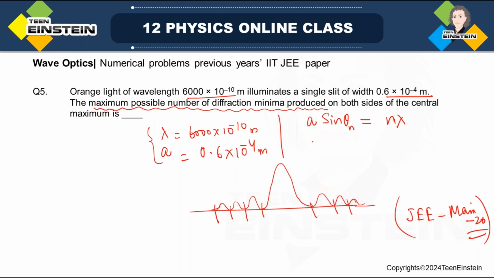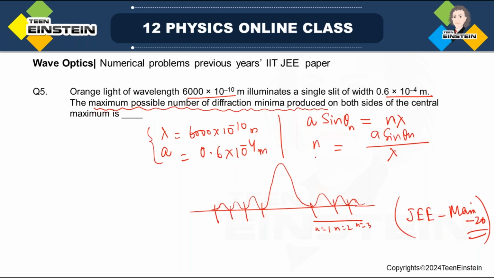See here, actually I have to find out n only, right? By lambda I have to find out n. N is the number, on either side. If I just say this side, this is n is equal to 1, this is n is equal to 2, this is n is equal to 3. So these are corresponding orders of the minima.